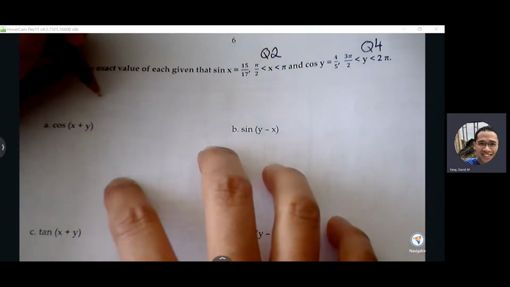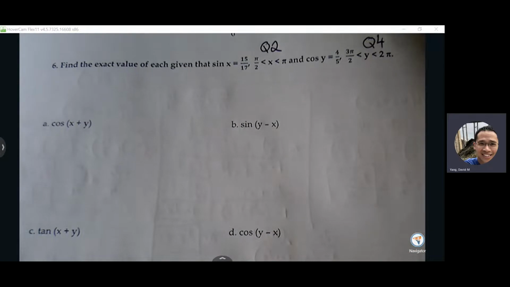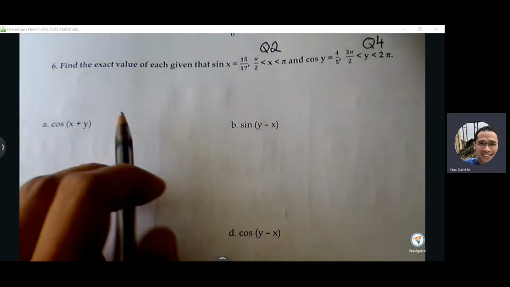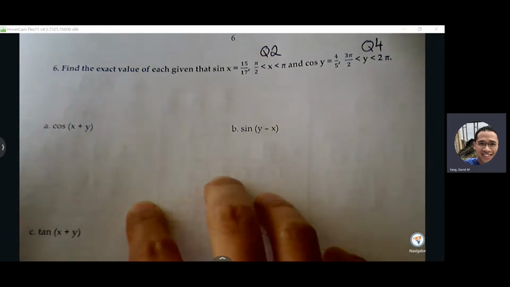Okay, so let's draw 2 triangles. One triangle for angle x in the second quadrant. One triangle for angle y in the fourth quadrant. I'll put this in the space in between the problem and A and B, so I can have that space to do that.